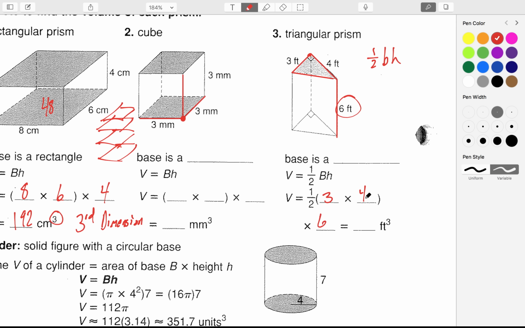3 times 4 is 12. 12 divided by 2 is 6. 6 times 6, 36. Let's take that slower. So if you were unsure how I got that.